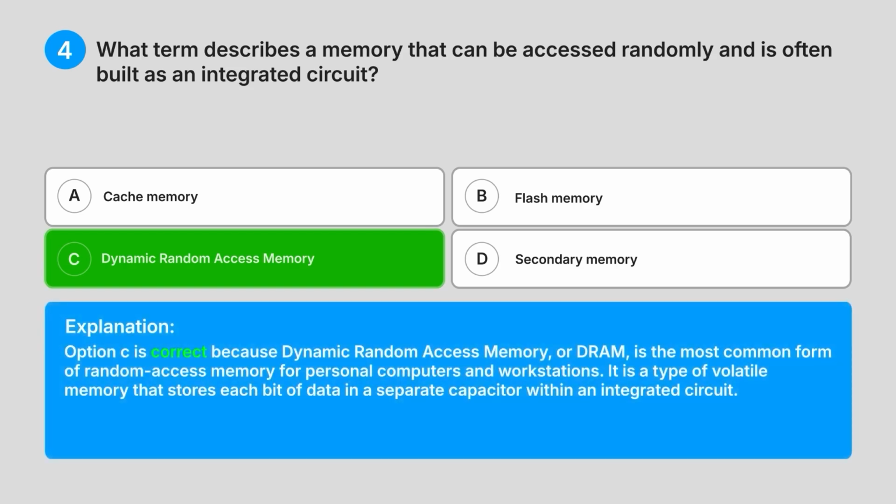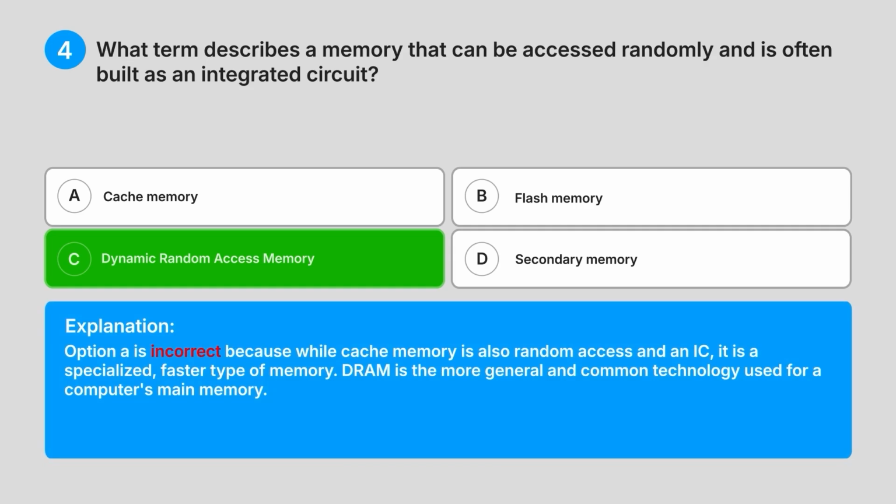Explanation: option C is correct because dynamic random access memory, or DRAM, is the most common form of random access memory for personal computers and workstations. It is a type of volatile memory that stores each bit of data in a separate capacitor within an integrated circuit.